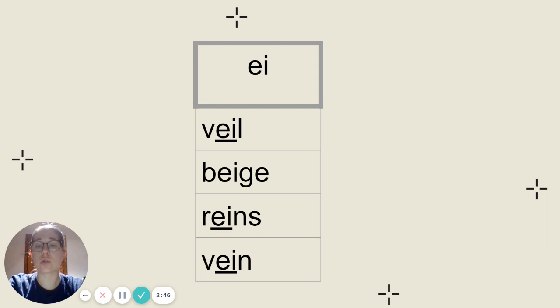Next, we have our EI words, where you hear the long A in veil, beige, rains, and vein. Underline EI in veil, beige, rains, and vein. You can pause the video if you need to copy down your EI column.